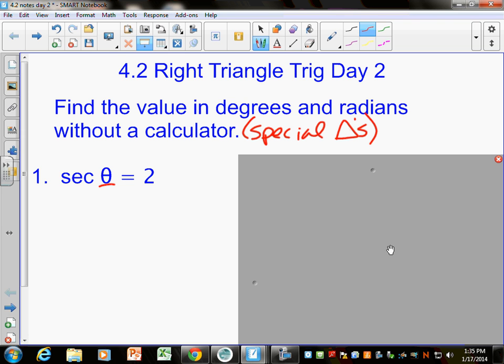Here's what's super great right now. If you're using the special triangles, you only have 3 options. It could be a 30-degree angle, a 60-degree angle, or a 45-degree angle. So even if you have no clue how to do this, if you know you're using the special triangles, you have a 1 in 3 chance of guessing correctly, right? So the idea is that you recognize, oh, it's one of those special angles. So let's draw them.